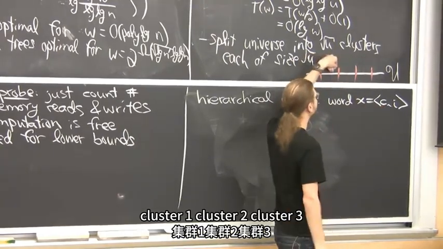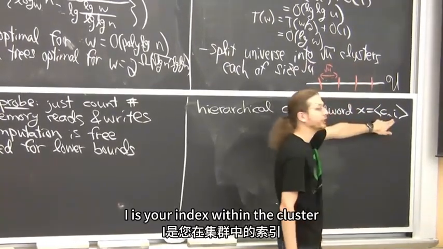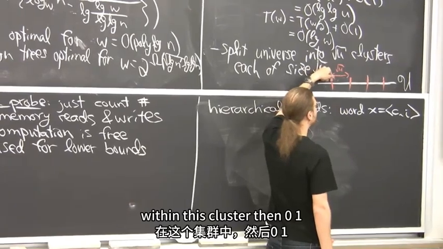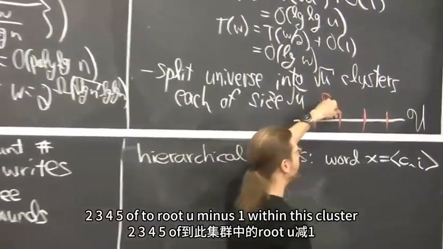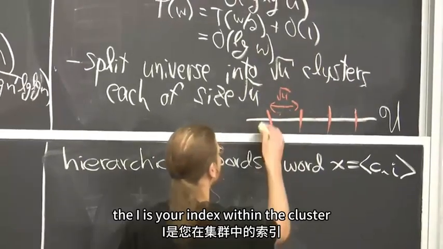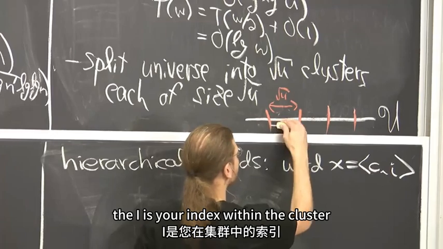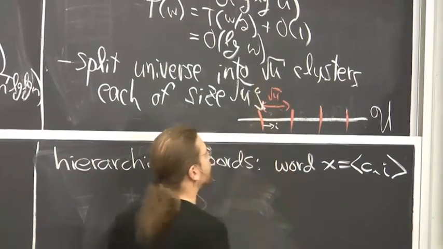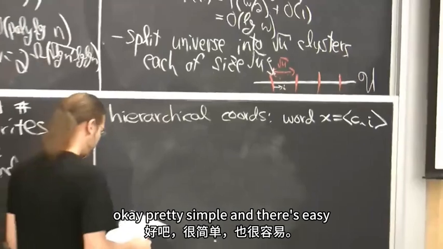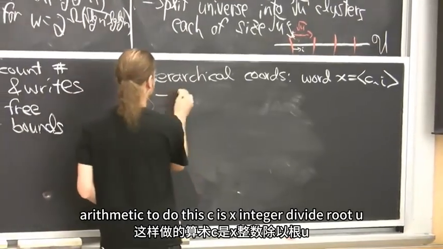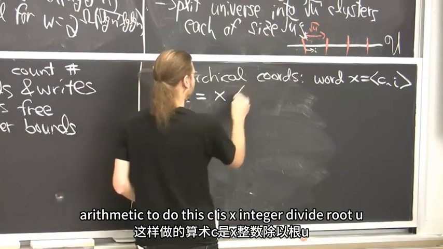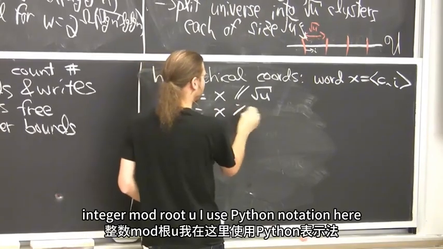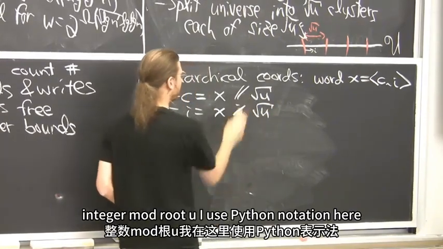So this is cluster 0, cluster 1, cluster 2, cluster 3. I is your index within the cluster. So this is 0, 1, 2, 3, 4, 5 up to root u minus 1 within this cluster, then 0, 1, 2, 3, 4, 5 up to root u minus 1 within this cluster. And c is which cluster you are in. Okay, pretty simple. And there's easy arithmetic to do this. C is x integer divide root u, and i is x integer mod root u. I use Python notation here.